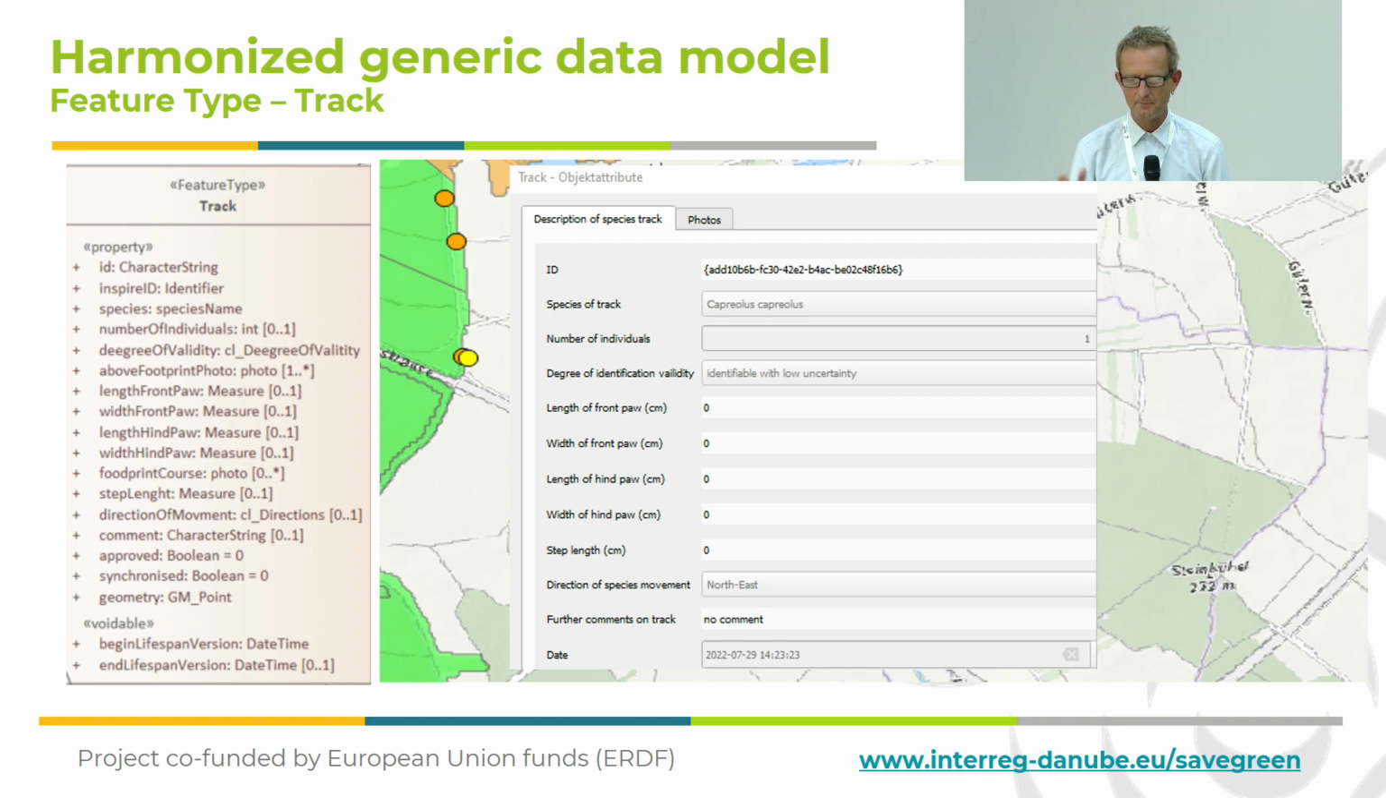In all pilot areas, the length and width of the hint path were never used. So we have some properties which are not really used in the field, and we should think about whether we delete these feature properties because they are not really used in the field.